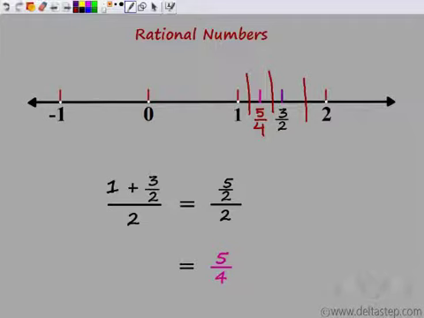And what you can see is that we know that number 2 is greater than 1, and this number 5 by 4 is also greater than 1. Further, this number 3 by 2 is greater than 5 by 4 and less than 2. So you found two numbers between 1 and 2 such that 3 by 2 is greater than 5 by 4.